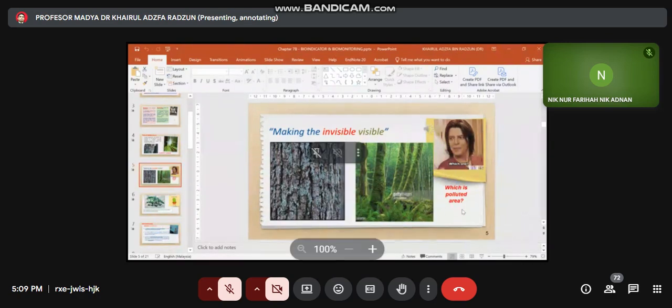Tolong jawab. Kiri. Kiri volatile kan? Okay, alright. So betul, kiri volatile, kanan is okay, because you can see that there.